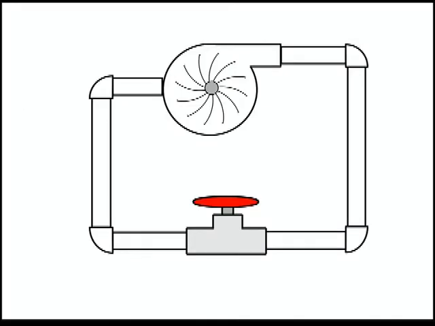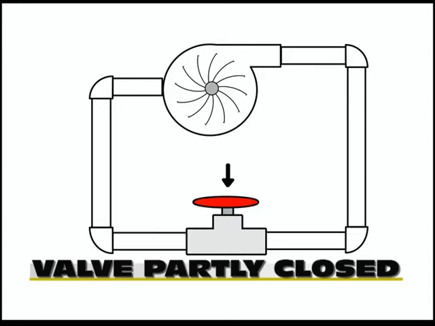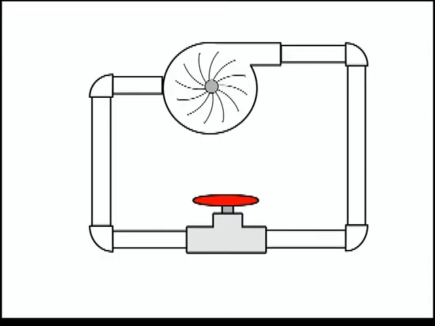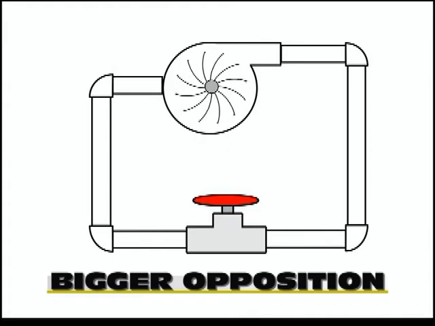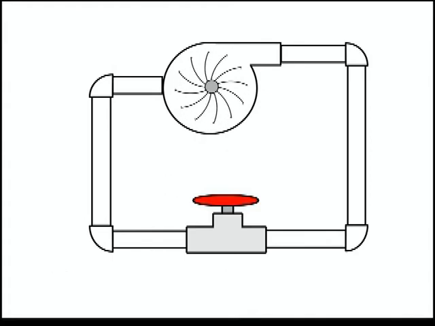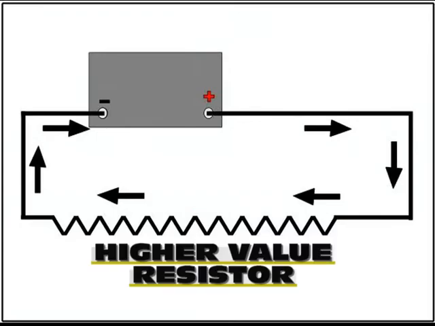Now, as the second part of the experiment, we close the valve halfway. We start the pump again and we will know that the water flow will be much smaller since the opposition got bigger, as if the pipe were thinner now. This is similar to a medium voltage applied to a higher value resistance. The flow will be greatly reduced.